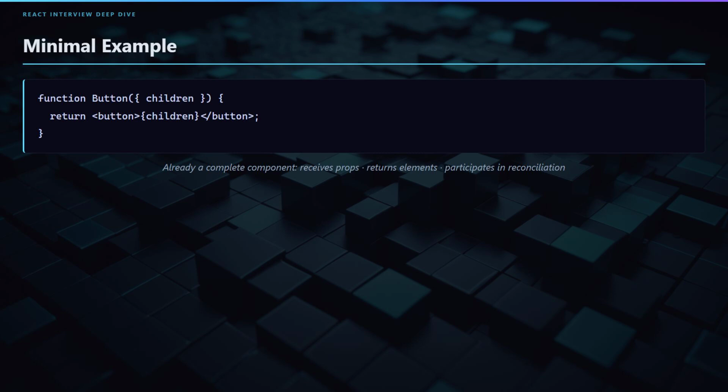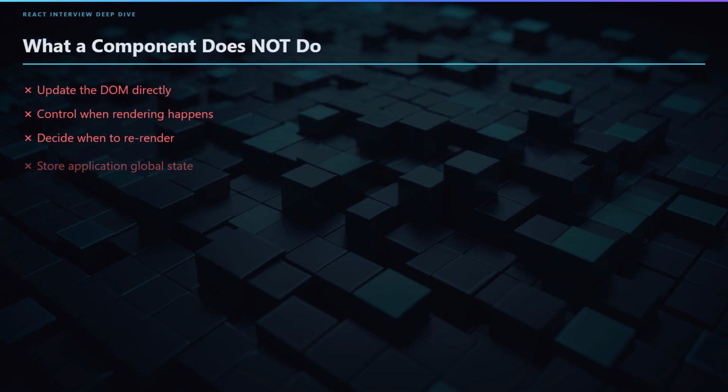Now let us be precise about what a component does not do. A component does not update the DOM directly. It does not control when rendering happens. It does not decide when to re-render. And it does not store the application's global state. React is responsible for all of that. The component only describes, React acts.